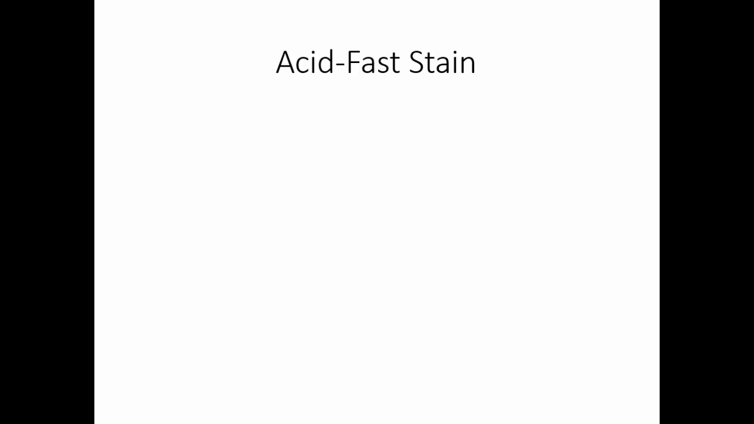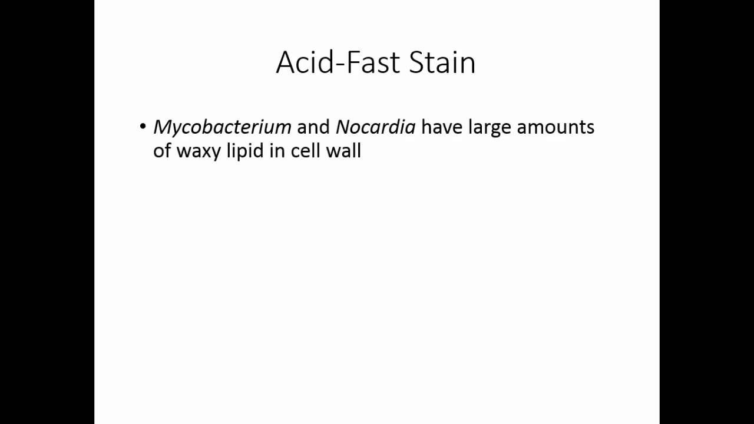The acid-fast stain is particularly helpful when working with the genus Mycobacterium and the genus Nocardia. These are still bacterial cells. They still have peptidoglycan in their cell wall, but they have a large quantity of this waxy lipid in their cell wall. And this waxy lipid keeps them from dehydrating. It allows them to survive rather extreme circumstances, so this is part of their protective defense mechanism.